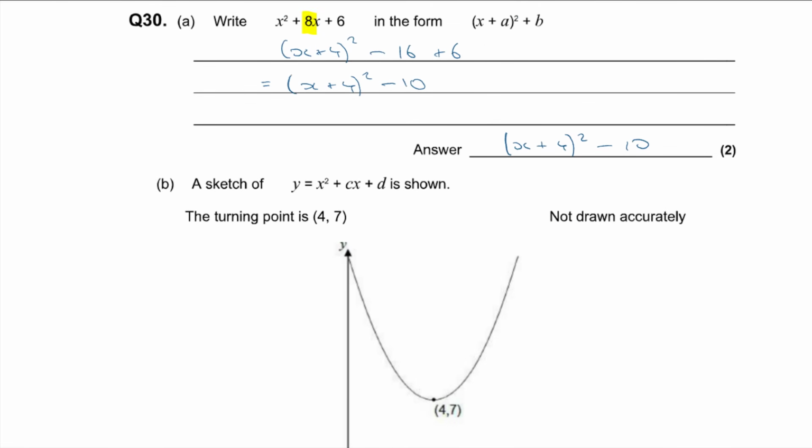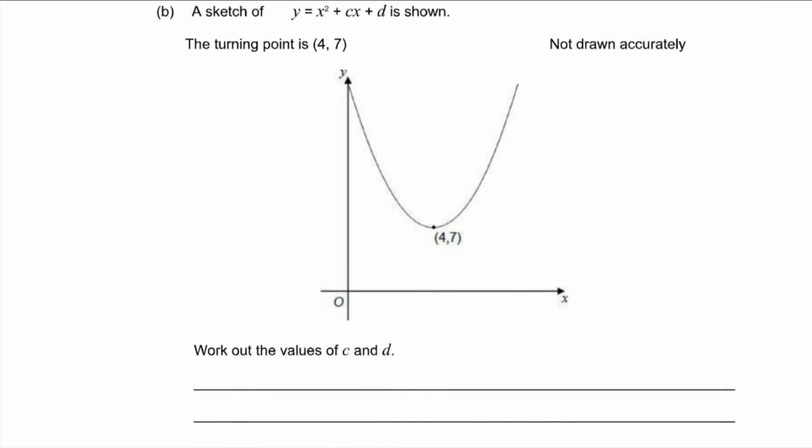A sketch of y equals x squared plus cx plus d is shown. The turning point is 4, 7. Work out the values of c and d. So this one's working backwards, isn't it? If that coordinate there is 4 and 7, remember the completed square form is going to be of the form x minus that number there. So it's going to be x minus 4 inside the bracket, all squared. And then this number here is the bit that you add on the end on the outside of the bracket, plus 7 like that.